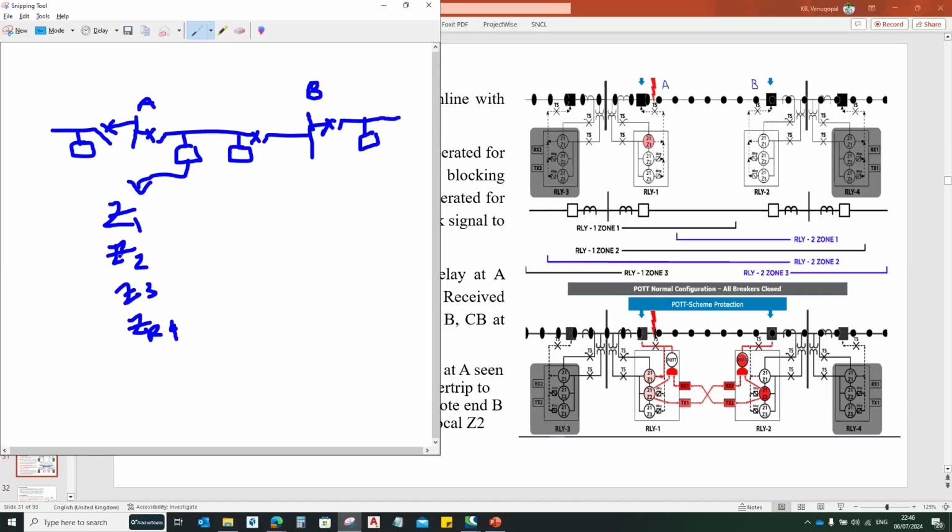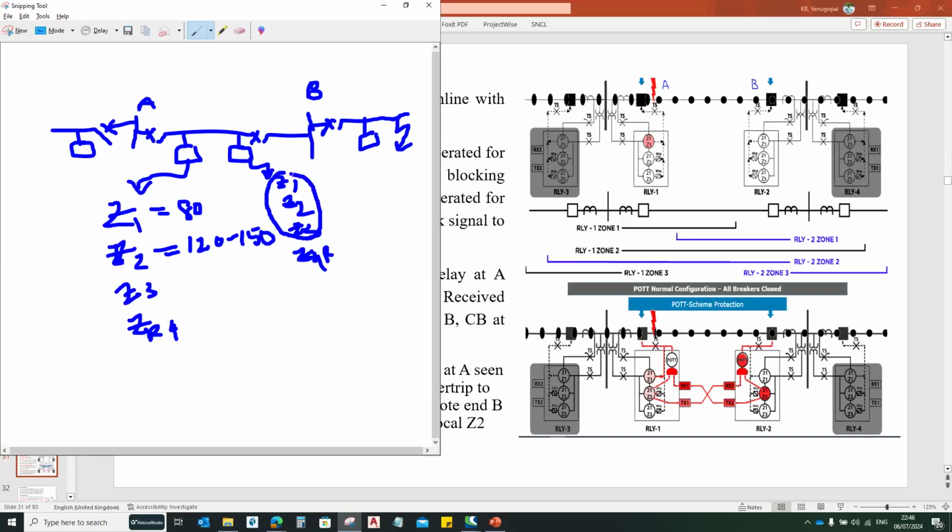Zone 2 and zone 3 timers will also operate. This is zone 2, right? So zone 1 I am considering 80%, and zone 2 I am considering 120 to 150%. Let us assume the fault is somewhere here. In this relay also, zone 1, zone 2, zone 3, and also zone 4 reverse will be there. Now, as the fault is here, which zone will operate in this case?